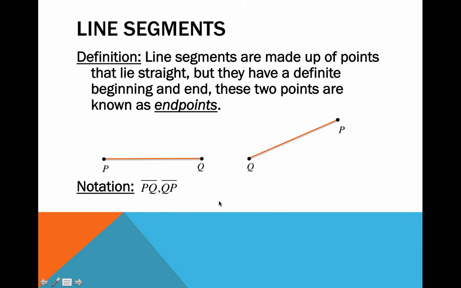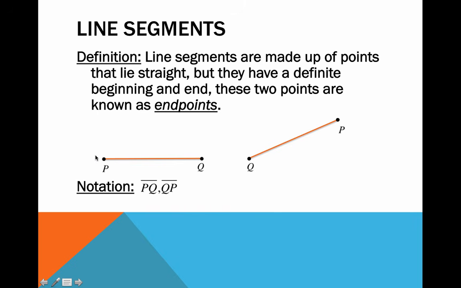The next vocabulary word is a line segment. Line segments are made up of points that lie straight, but they have a definite beginning and end. These 2 points are known as the endpoints of the line segment. Similar to rays and lines, they are made up of points, however, they do not extend infinitely far in either direction.